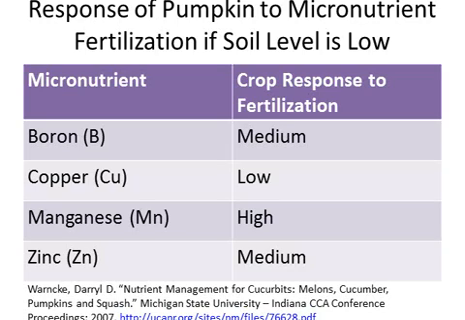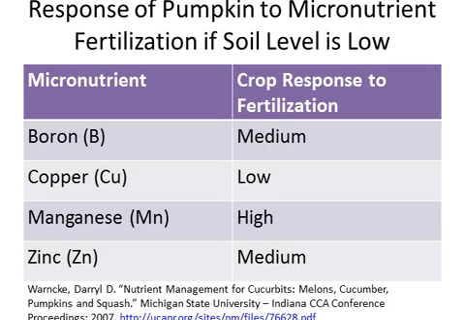This table characterizes pumpkin crop response to fertilization for 4 micronutrients when the soil test level is low. Zinc, copper, and boron are not likely to be a concern for the growth and development of pumpkin. Zinc and copper deficiencies are not common because of past and current use of fungicides containing these elements. Boron deficiency only occurs on the sandiest soils due to excessive leaching.